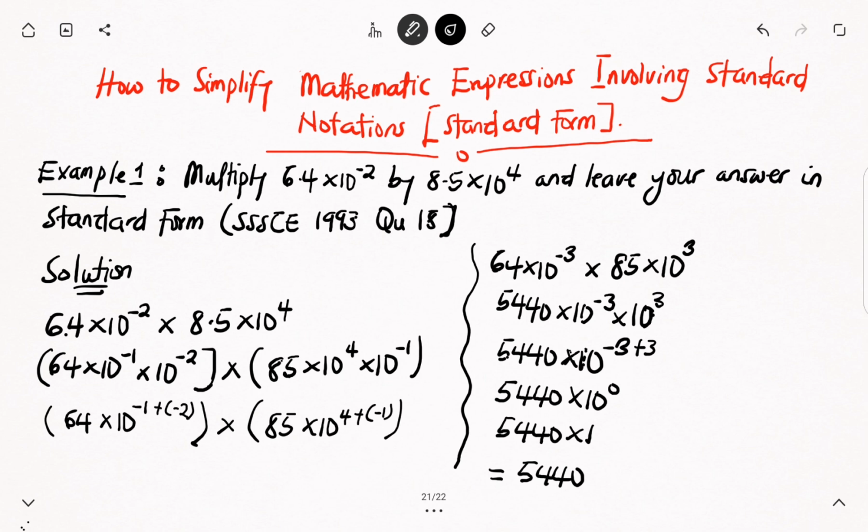Now remember, we are to leave our answer in standard form, so we need to leave this in standard form. Now this has the decimal point over here, so we need to move it so that it comes in between the first and the second significant numbers. So I bring it 1, 2, and 3 times, then it will come here. So I have 5.44 times 10 raised to the power, because I'm moving from the right to the left, it becomes positive. So it will become 5.44 times 10 raised to the power 3 as my answer over here. Alright, so this becomes the solution to the statement we've been given above.